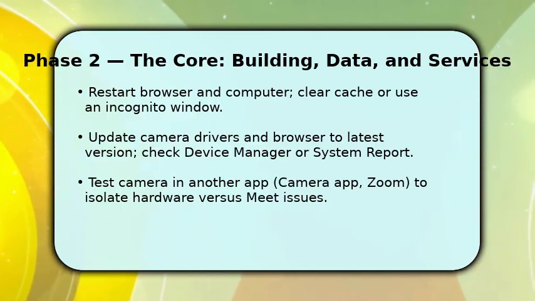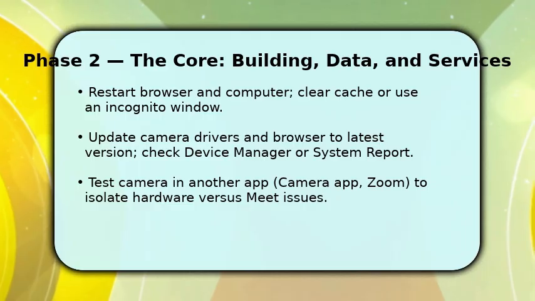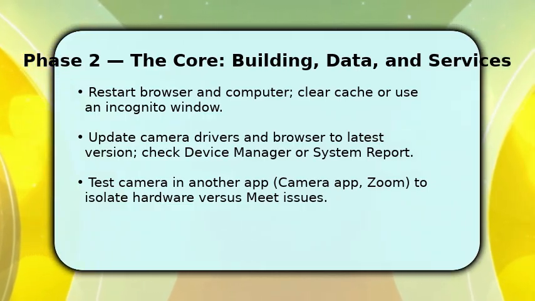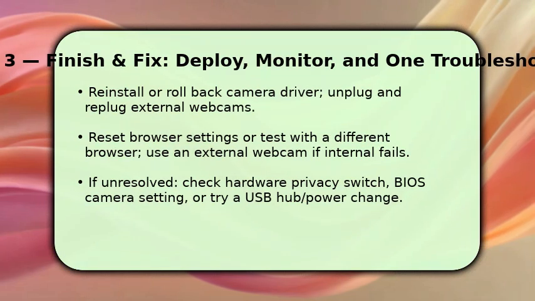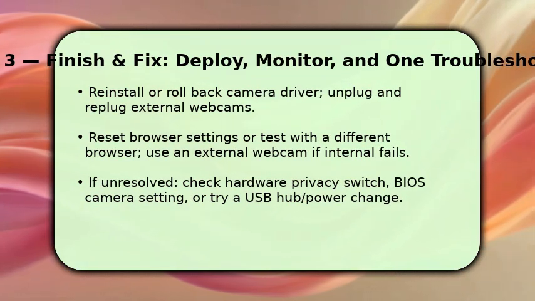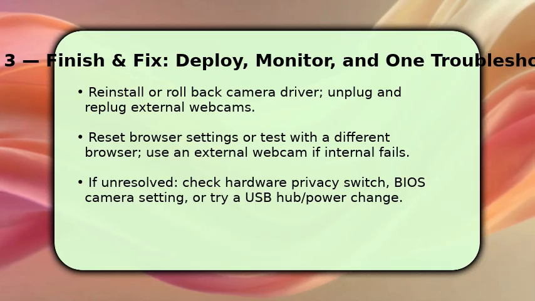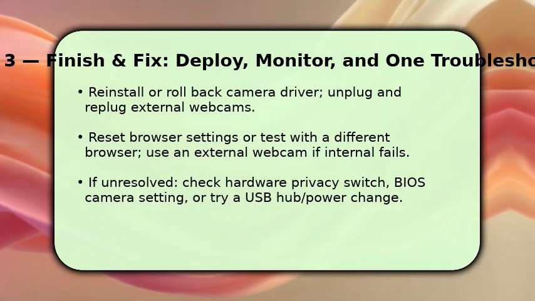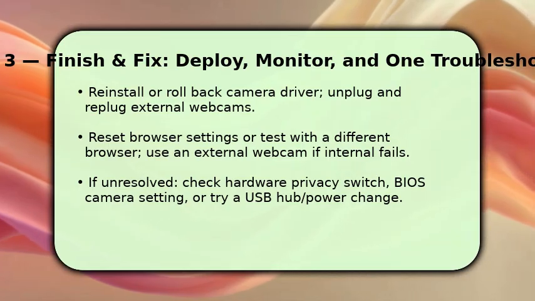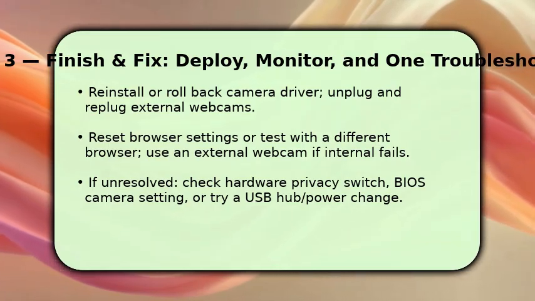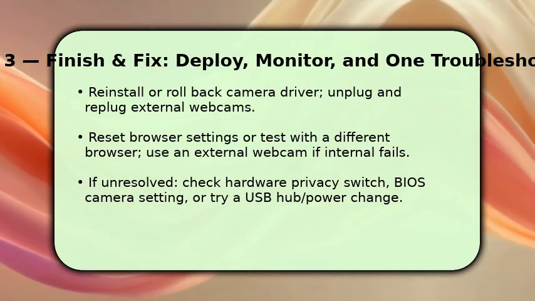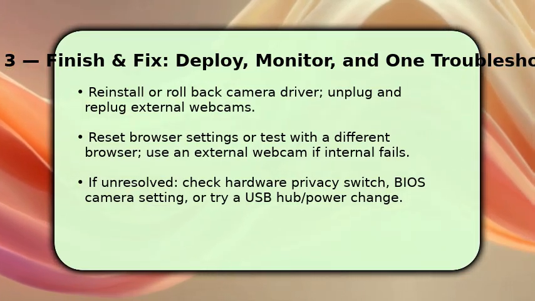specific to Google Meet. If it works elsewhere, make sure Meet is allowed in browser site settings and try disabling conflicting extensions. To finish, reinstall or roll back the camera driver and unplug, then replug any external webcams. Try a different USB port or hub. If problems persist, reset your browser settings or test Google Meet in an alternate browser to confirm browser-specific issues. Use an external webcam if the internal one continues failing.